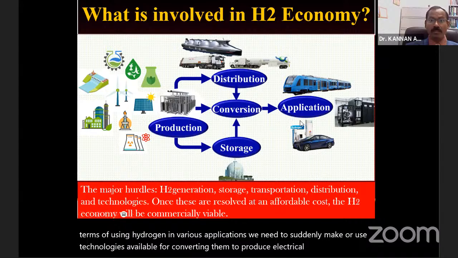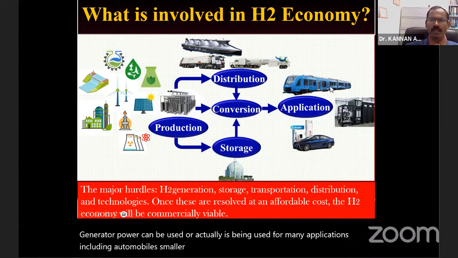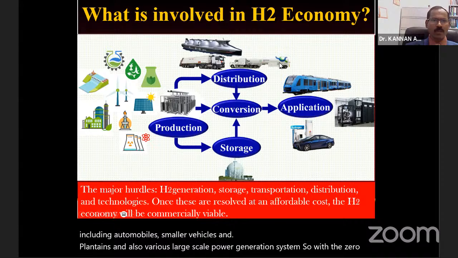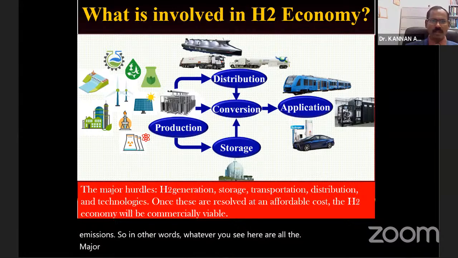And the generated power can be used, or actually is being used, for many applications, including automobiles, smaller vehicles, trains, and also various large-scale power generation systems with zero emissions. So in other words, whatever you see here are all the major difficulties or hurdles, but I think they open up a lot of opportunities for research and development organizations, including universities.